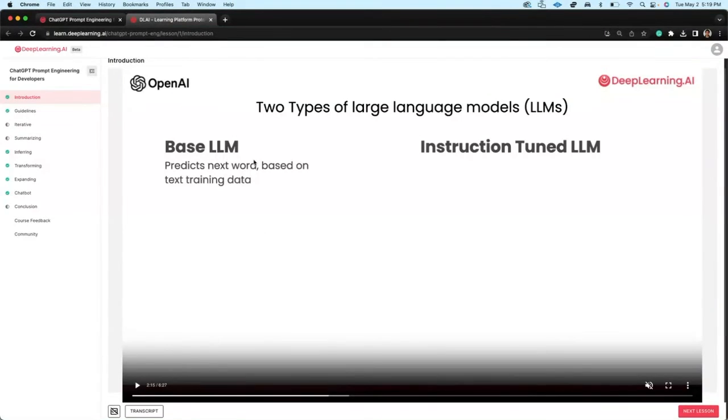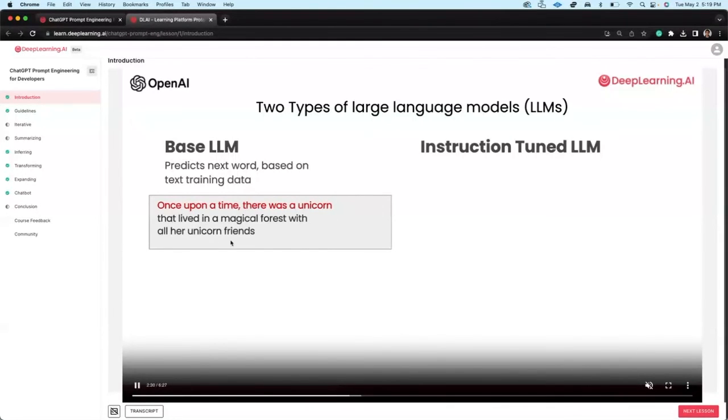There's the base large language model. It predicts the next word based on training data. And then there's the instruction-tuned large language model. In the introduction, they explain that they're going to focus mainly on instruction-tuned large language models. And they give you a little example: once upon a time, there was a unicorn that lived in a magical forest, and that's how it completes.